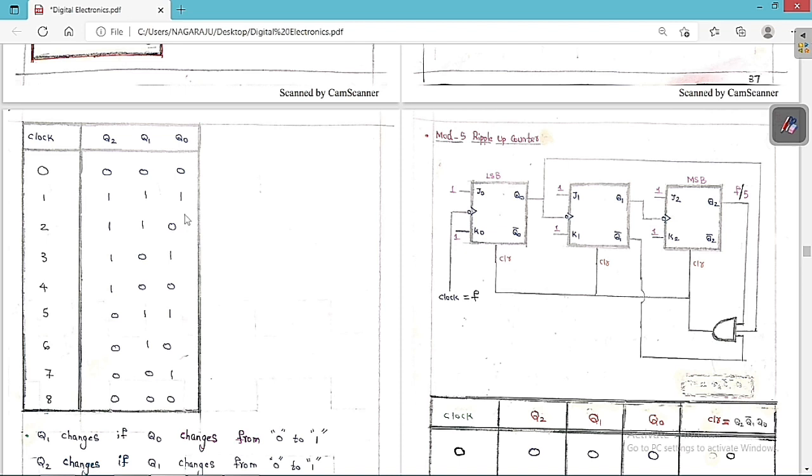This is a point that you always have to keep in your mind. So finally I can say that Q1 is changing only when Q0 changes from 0 to 1, and Q2 changes only when Q1 changes from 0 to 1. So with this concept we have to understand, and we have to draw this table based on this concept only.